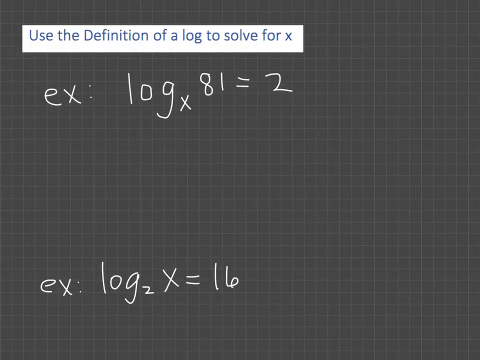The last thing we want to do in this section is use the definition of a log to solve for x. That means we want to convert to exponential form. So let's take our base, which in this case is x, raise it to the exponent that's given, that's the 2, and that's equal to 81. So we ask ourselves, what squared equals 81? Well, 9 squared equals 81. So we solve that for x, we get x equals 9.